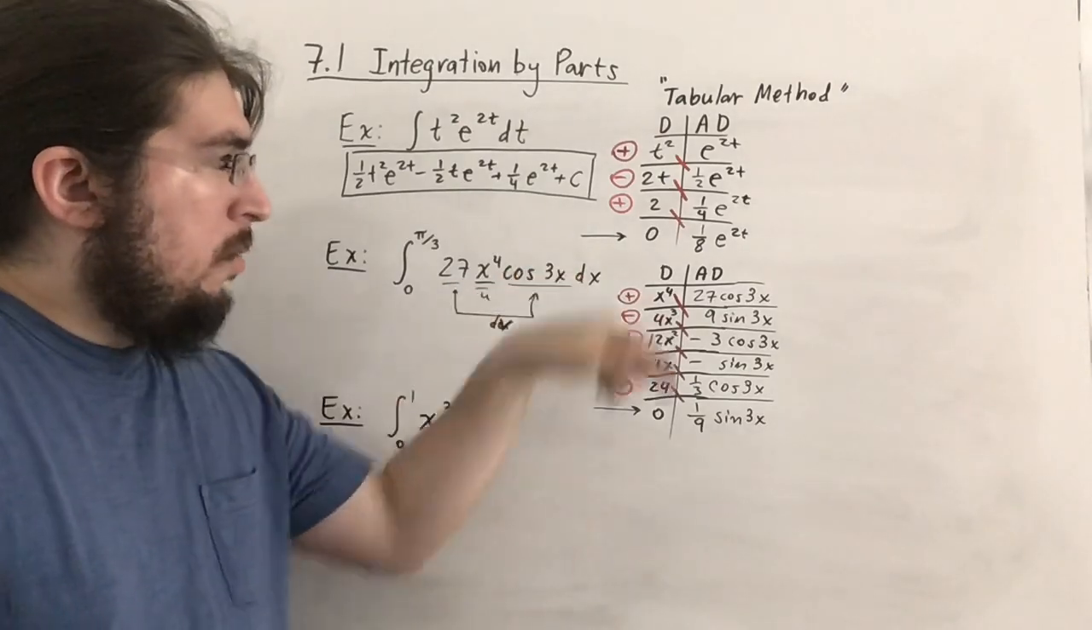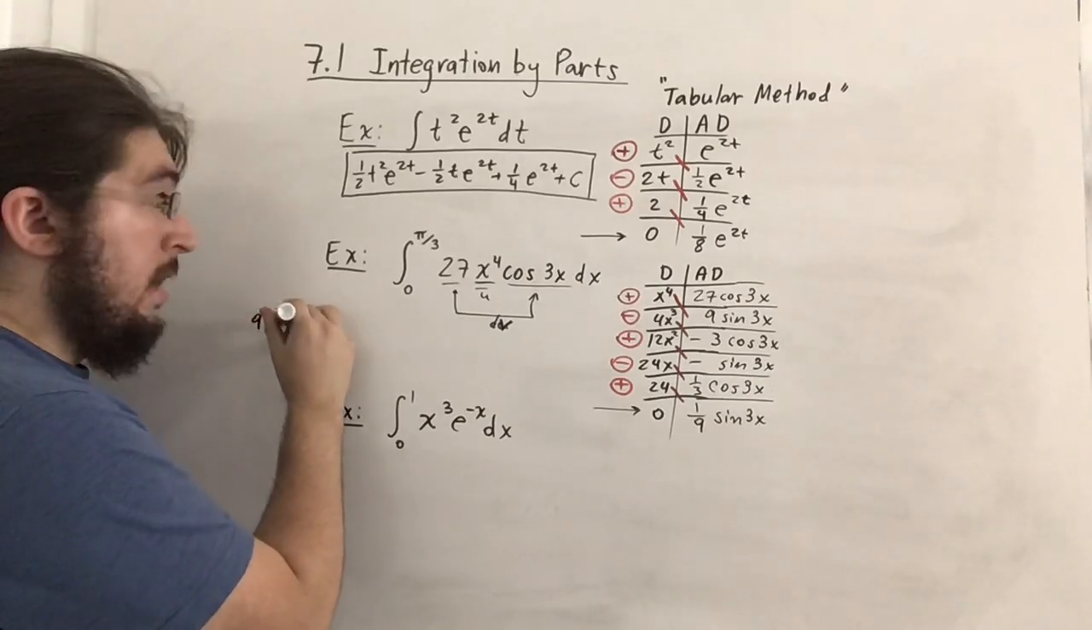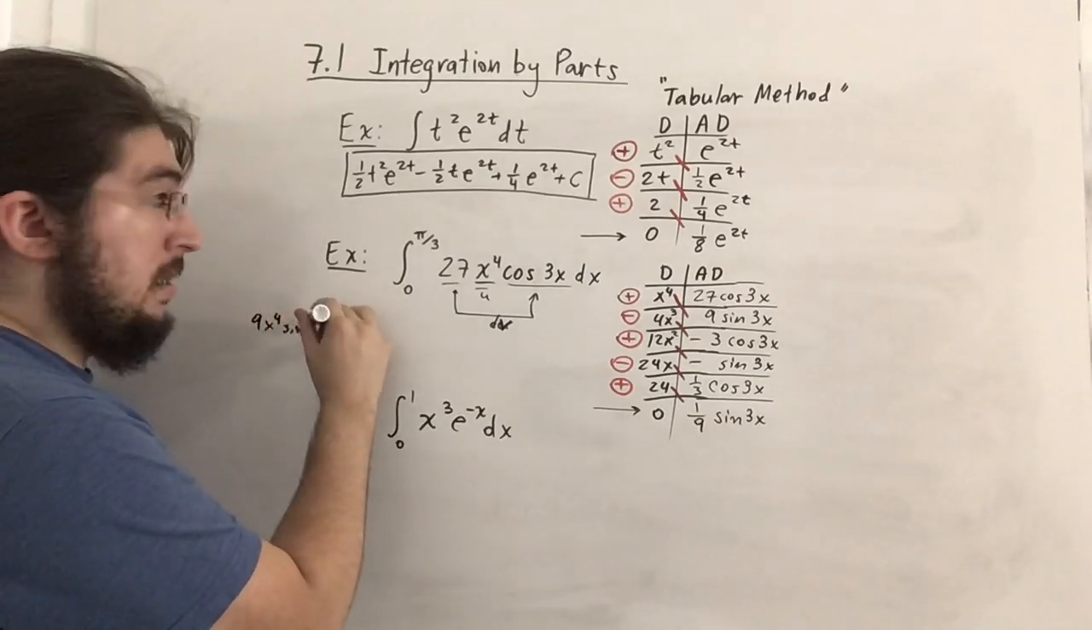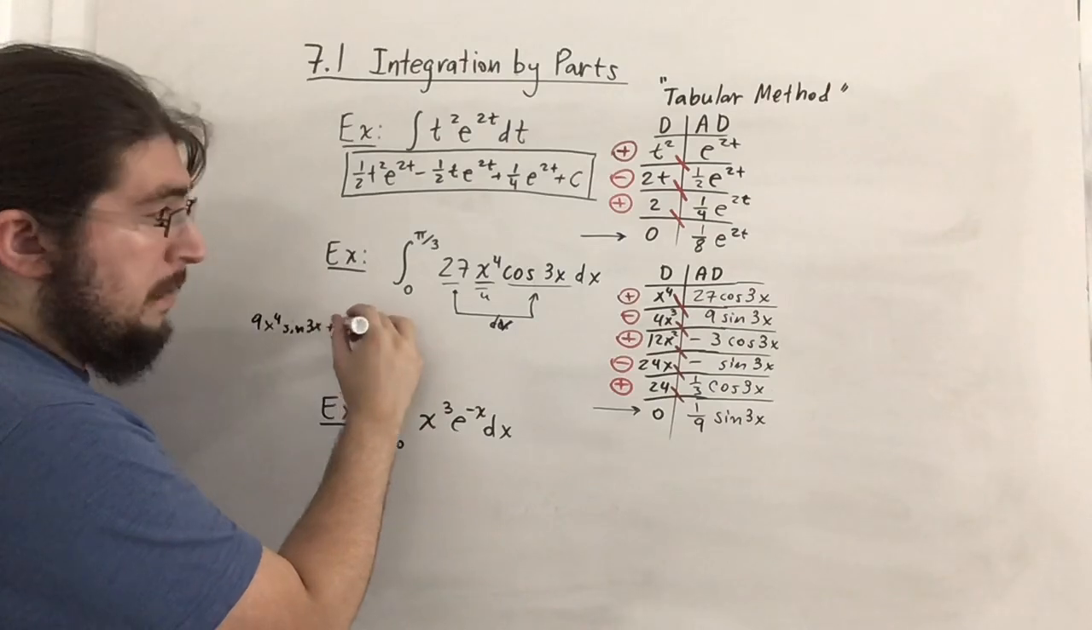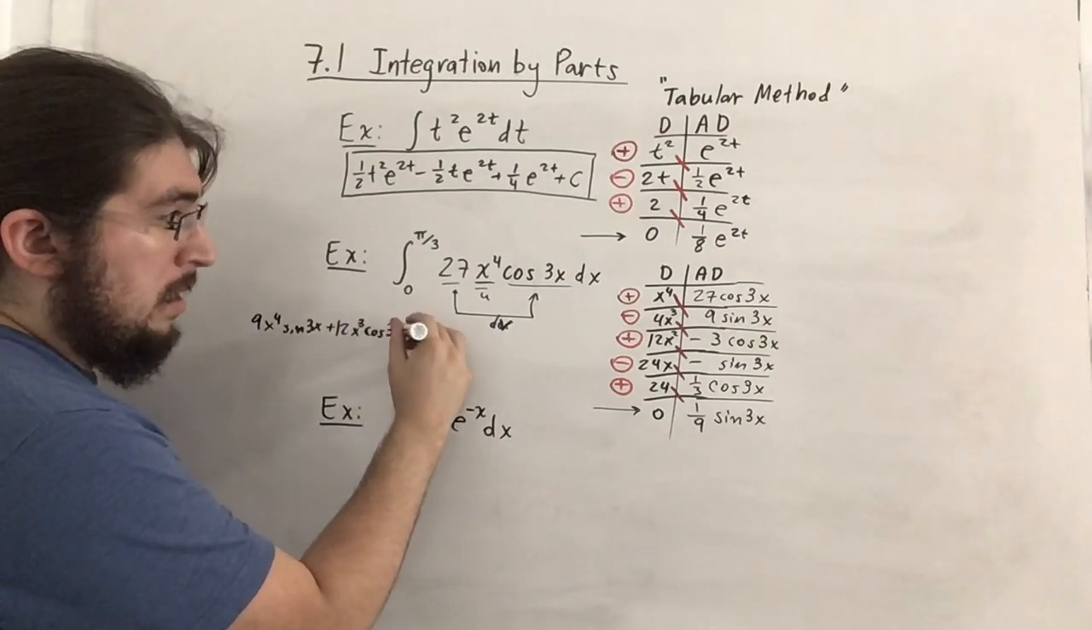But let's see. We're going to get positive 9x to the fourth. So I'll try to write this the best I can. 9x to the fourth, sine of 3x. Plus, because it's double negative, 12x to the third, cosine of 3x.